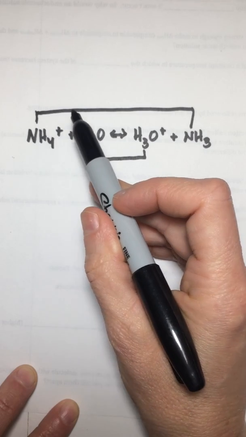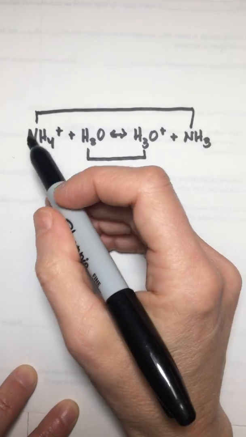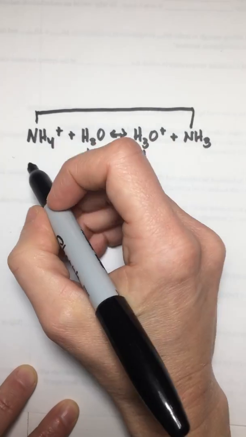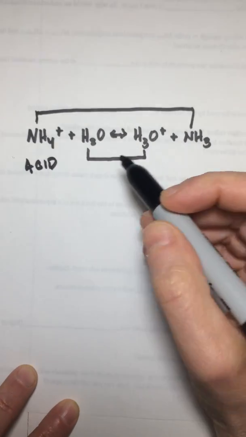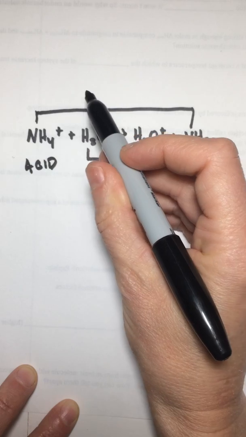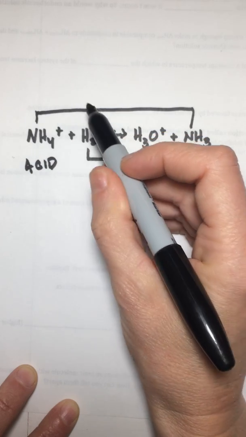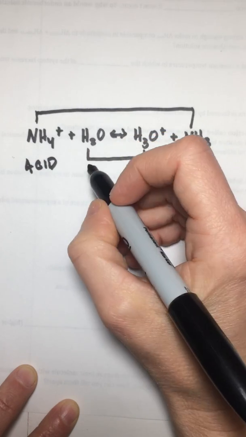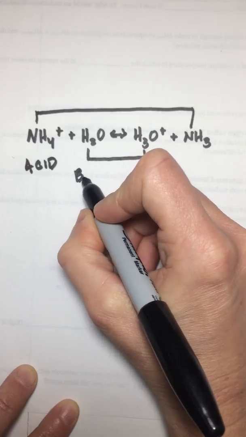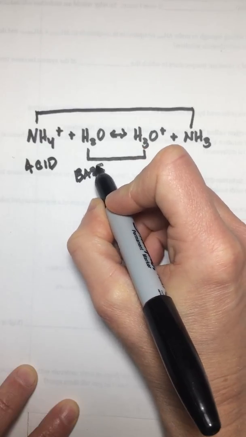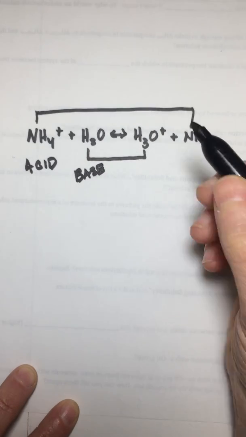Do you see how the NH4 plus donated? It no longer has a proton. So this is the acid. Where did it donate the proton to? It donated the proton to the H2O. So the H2O accepted the proton. That's the definition of a Bronsted-Lowry base.